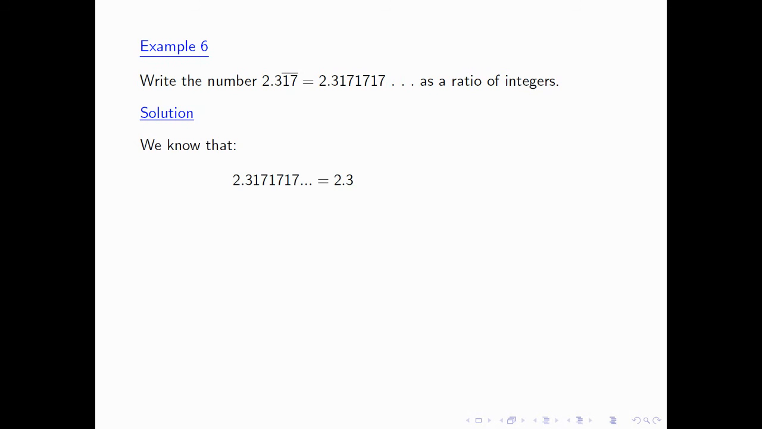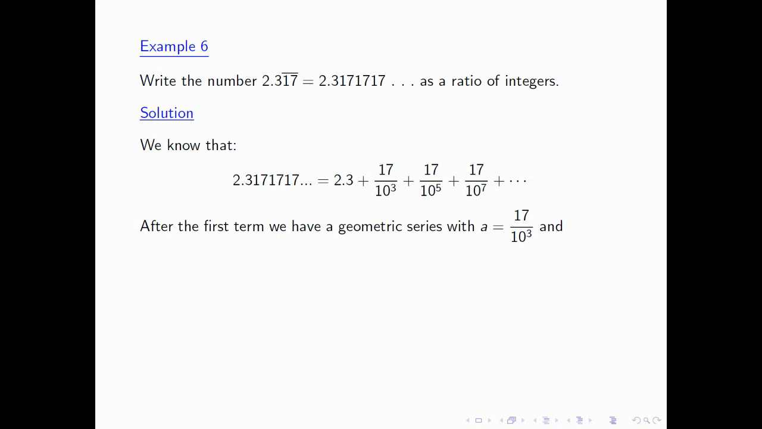Okay, so we know that 2.317171717 is 2.3 plus 17 divided by 10 to the 3. Right? Because the first 17 in the decimal expansion is 17 divided by 1,000, plus 17 divided by 10,000, plus 17 divided by 10 to the 5, and then 17 divided by 10 to the 7, plus 17 divided by 10 to the 9, and so on.